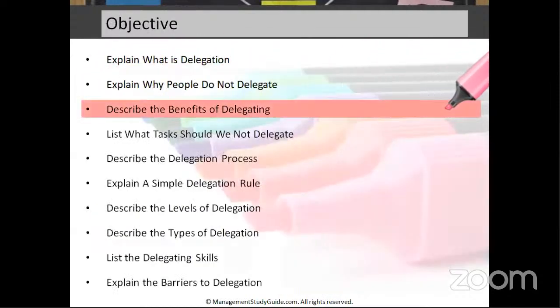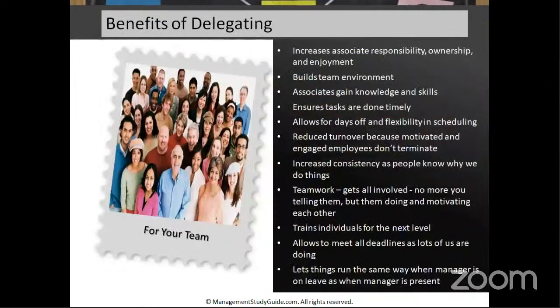Now, quickly, what are the benefits of delegating? Benefits of delegating: increases associate responsibility, ownership, and enjoyment, builds team environment. Associates gain knowledge and skills, ensures tasks are done timely, allows for days off and flexibility in scheduling, reduced turnover because motivated and engaged employees don't terminate. Increased consistency as people know why we do things. Then teamwork, get all involved.